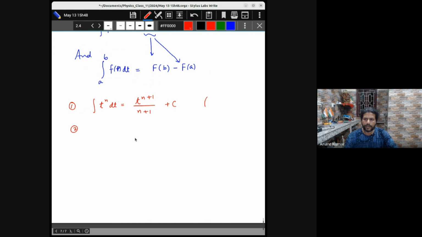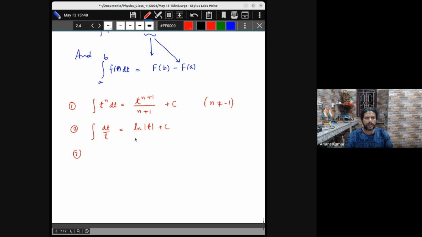We obviously need to make sure that n here is not minus 1. If n is minus 1, then we are dividing by 0, so it's undefined. But if n is minus 1, this is the same thing as dt by t, actually. The integral of dt by t is ln of mod t. ln in this case represents the natural log, right? We already encountered this result earlier. So that is the natural log that we have.